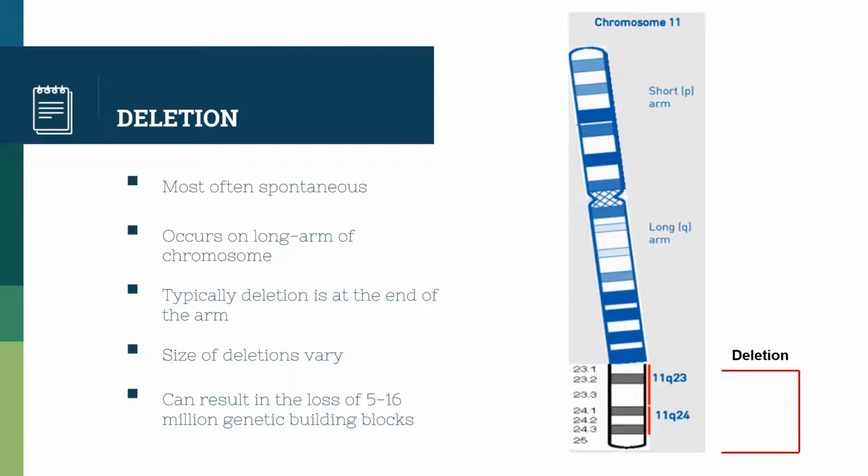Let's look at the diagram on the right. The deletion can occur anywhere on the long arm, but most times it occurs at the end. The impact and severity of the syndrome is greatly dependent on the size of the deletion of the chromosome, which can result in the loss of 5 to 16 million genetic building blocks.